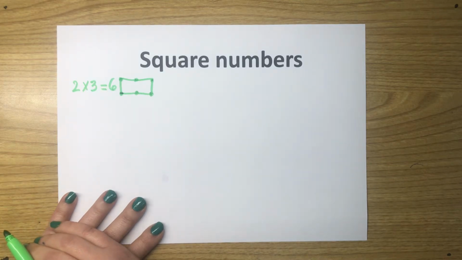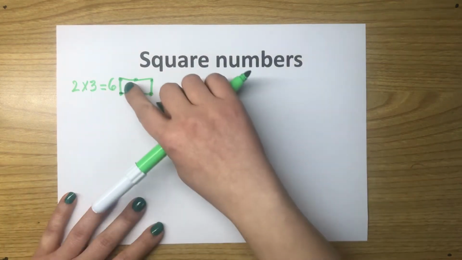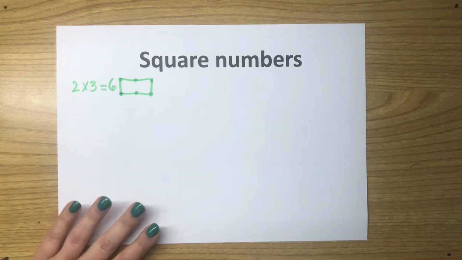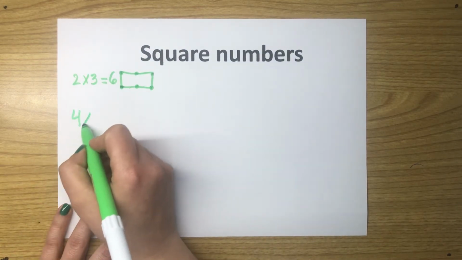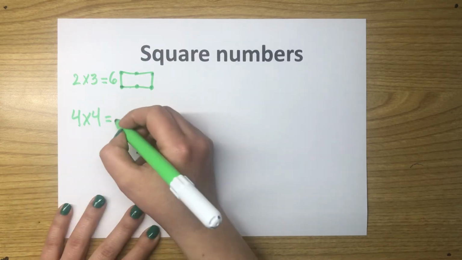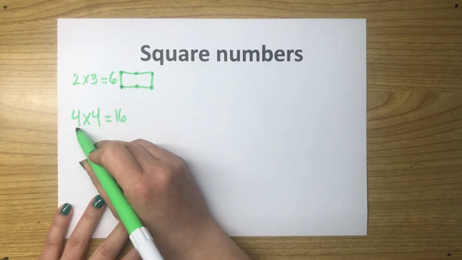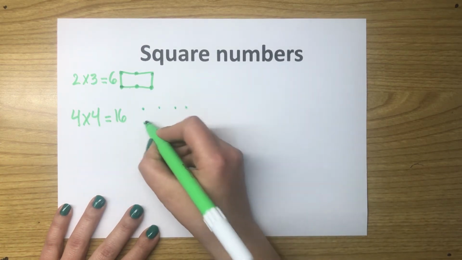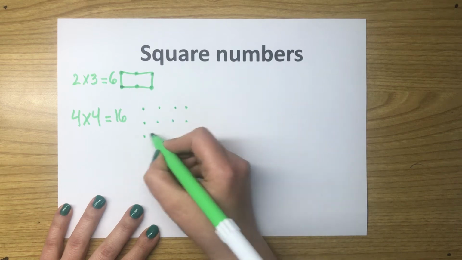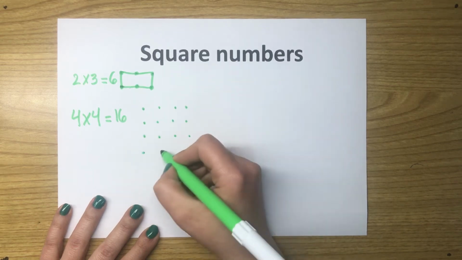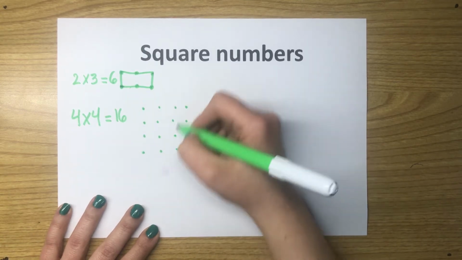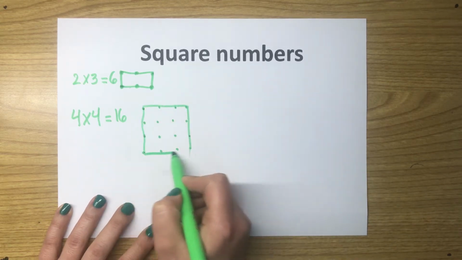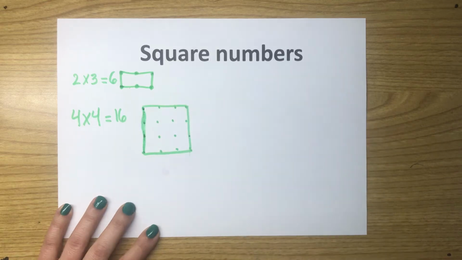What is a square number? A square number has the same number of columns as rows. In this case, it doesn't apply. So let's try 4 times 4. That means 16. 4 columns and 4 rows, 1, 2, 3, 4. You have to keep almost the same distance if you can. Okay, so here are 4 columns with 4 rows. Look at this shape. It is a square.